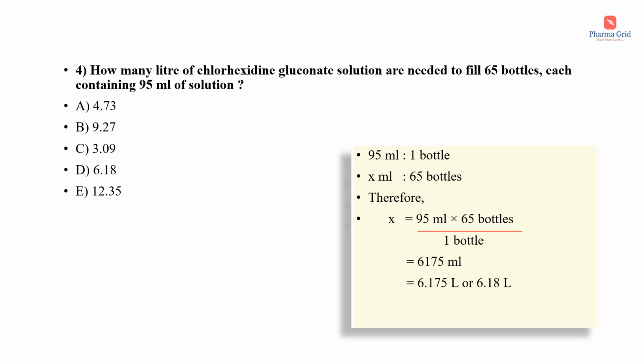In the question they have asked in liter. Liter of chlorhexidine gluconate solution required. So the units are very important in calculation. We need to express the answer in liter. So 6175 ml means 6.175 liter or 6.18 liter. So here the correct answer is option D.